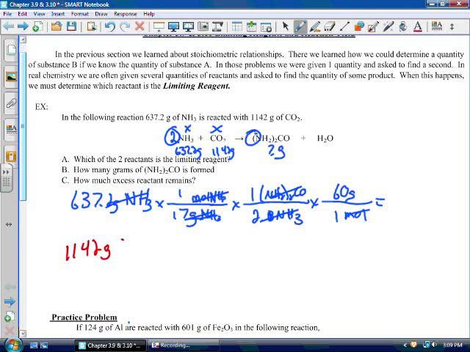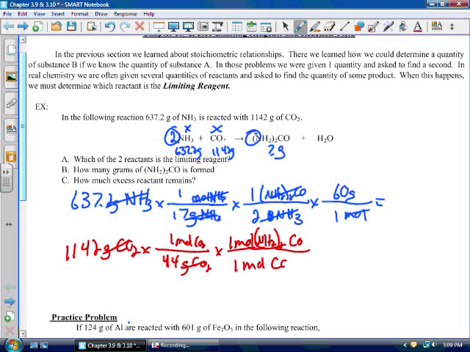1,142 grams of CO2. I'm going to convert to moles, so 1 over 44. So that gets rid of grams of CO2 and I have moles of CO2. Now to go from moles of CO2 to moles of the product, I have 1 mole of NH2 2CO over 1 mole of CO2. Again, we're getting those numbers right here in front. There's 1 in front of both of them. And then again, the molar mass of that is 60 grams per mole. Now that I have both problems set up, I can punch them into my calculator and solve.